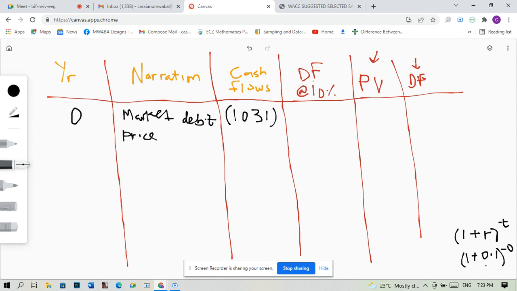I missed that. What are we punching? 1 plus 0.1 to the power -0. I'm finding the discount factor for year 0.